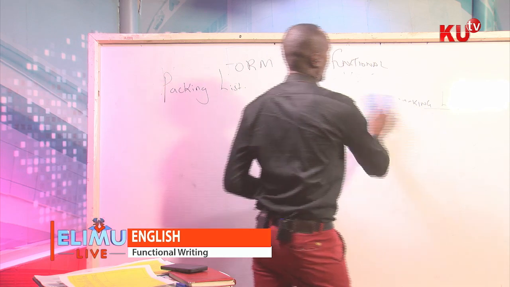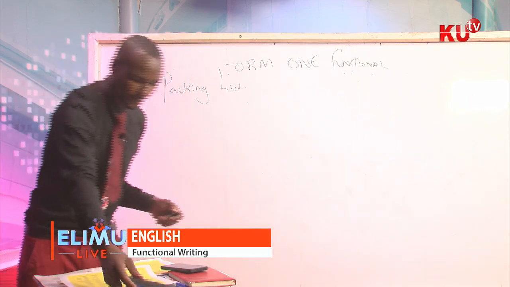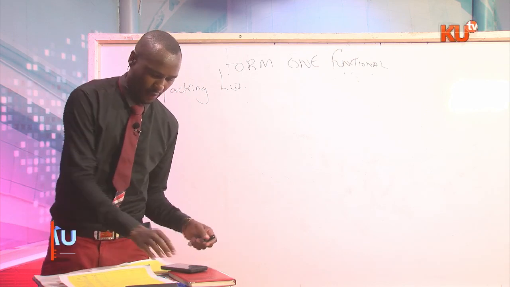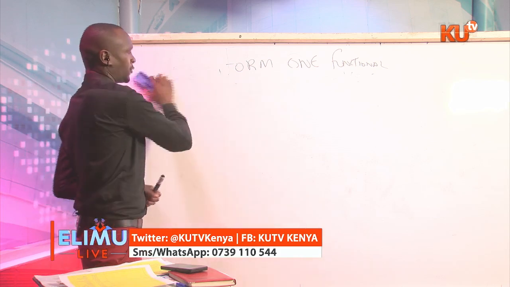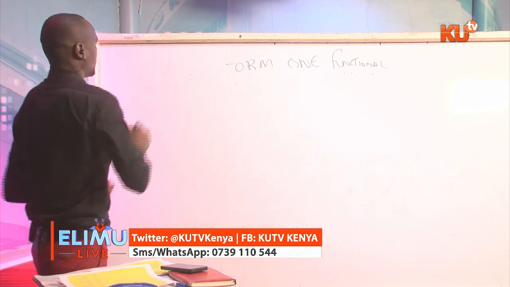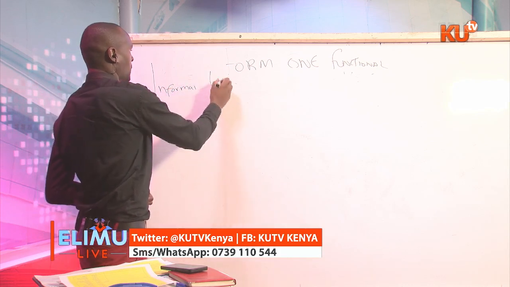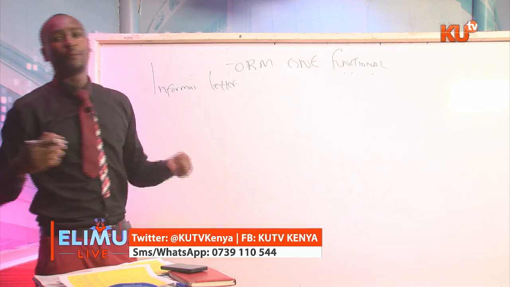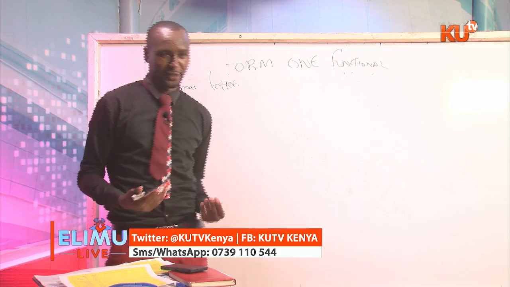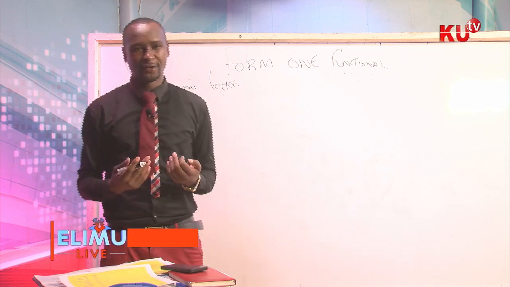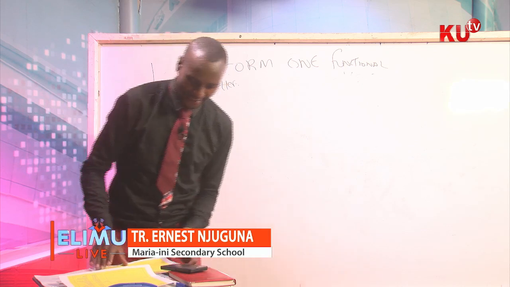Now we'll come to the other functional writing, the informal letter. Also Form 1 work. An informal letter is a friendly letter. This is the letter you write to a close friend or a relative. You can write this letter to your parent.